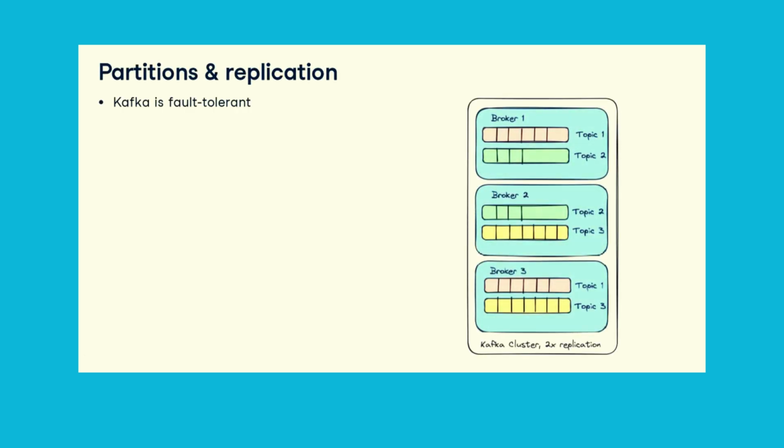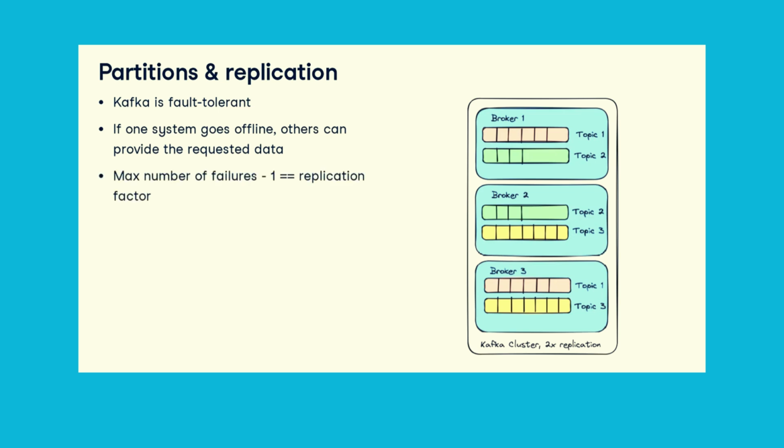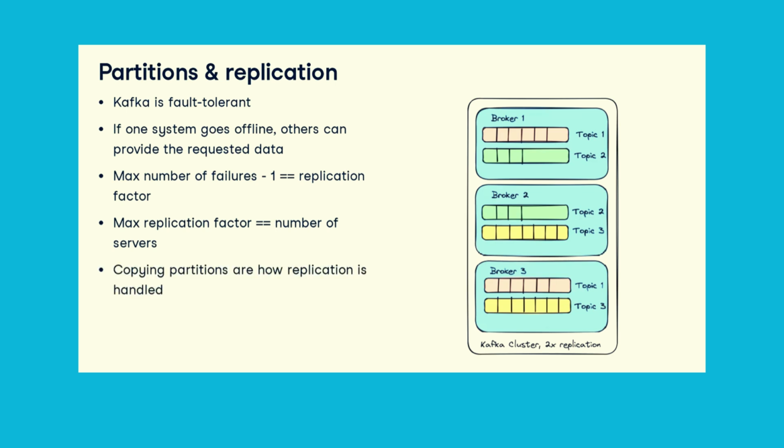Kafka is a fault-tolerant system, meaning that if a system within the cluster goes offline, the others can provide the data. For each Kafka cluster, there is a replication factor. The replication factor minus 1 equals the number of system failures the cluster can withstand without losing any data. The maximum replication factor is equal to the number of servers in the cluster. The fault tolerance is handled by replicating topic partitions within the cluster.